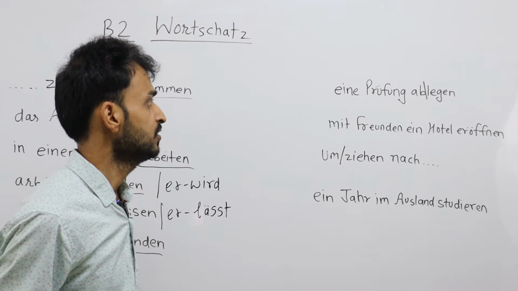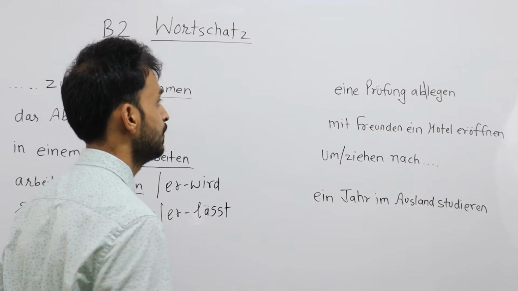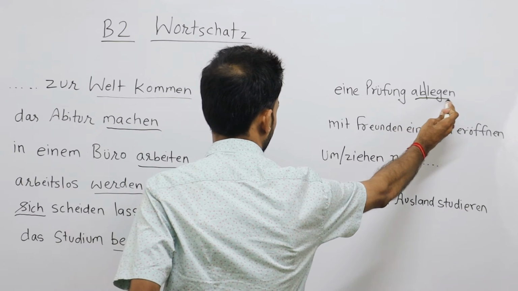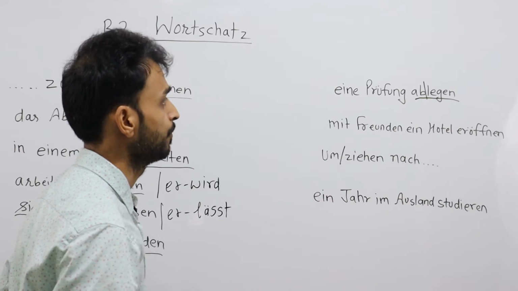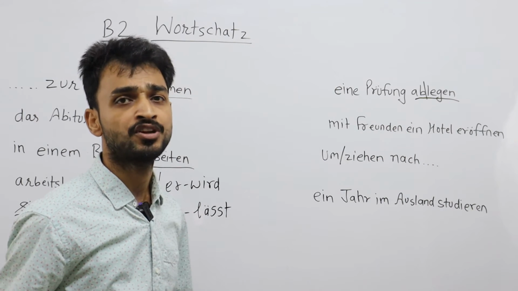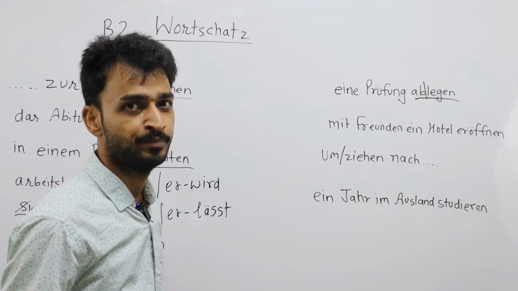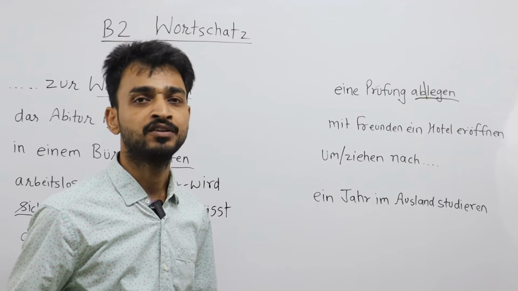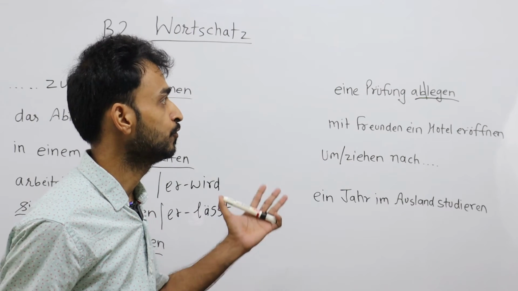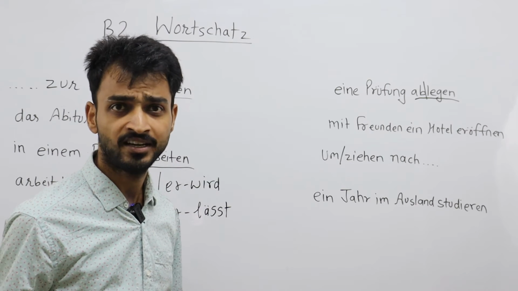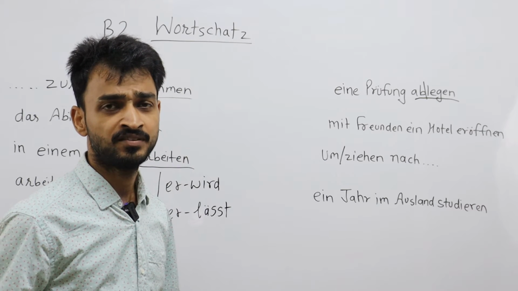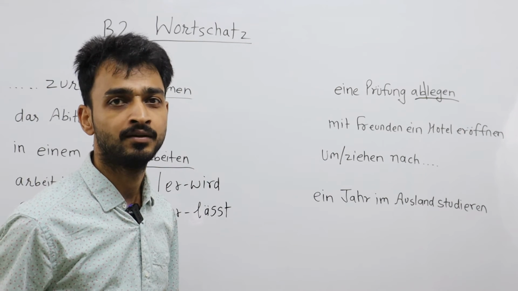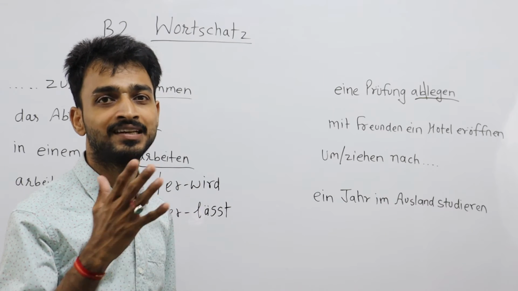Some more structures. Eine Prüfung ablegen. Eine Prüfung ablegen. Separable verb ablegen means to write an exam. We normally say eine Prüfung schreiben, eine Prüfung machen, but in B2 level you need to upgrade your language skills as well as vocabulary. So you would say, ich habe eine Prüfung abgelegt. I have written an exam. Perfect. Present, ich lege eine Prüfung ab. Separable verb, ablegen.